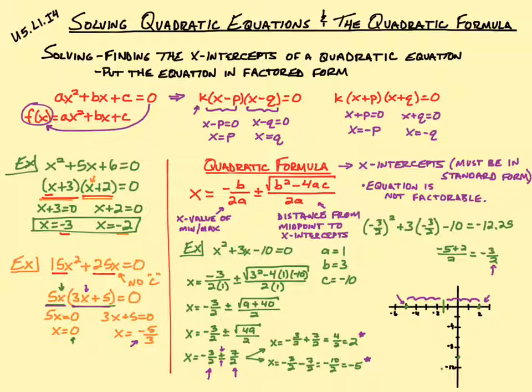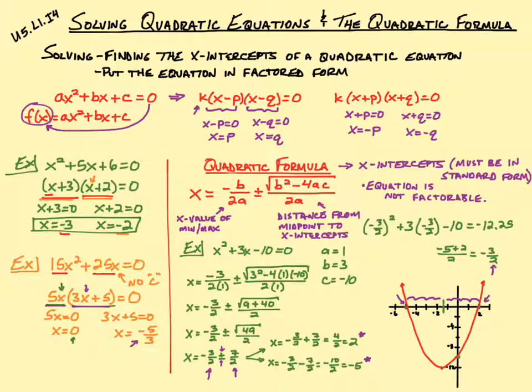I kind of skipped past it, you may not have noticed, but I also put in the y-intercept at -10. So we've got a few points. We've got our x-intercepts, so now we can graph this, and we get a parabola that looks something like this.